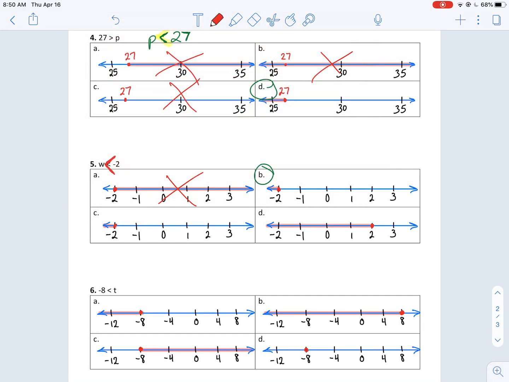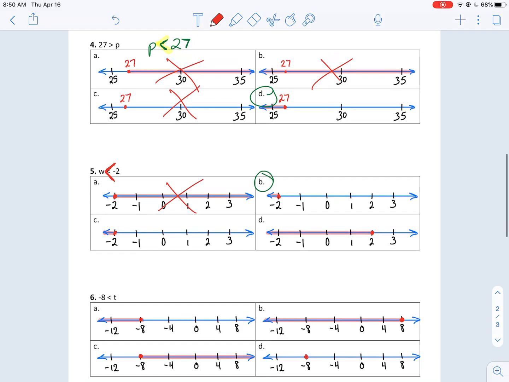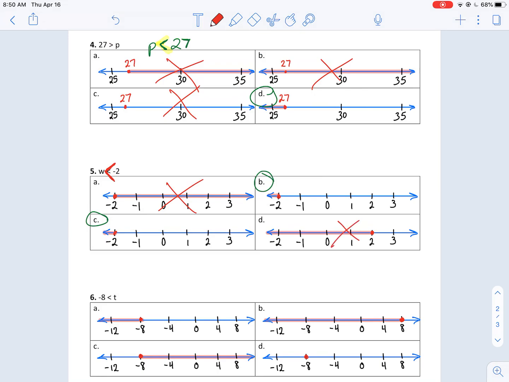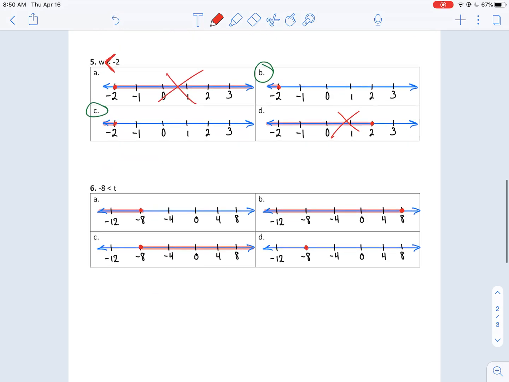All right, number 5, we're pretty lucky, variable on the left. I want to be shading to the left. A does not shade to the left. B does. C, it looks like C would also work. B and C are the same, and D is +2, and we wanted -2.